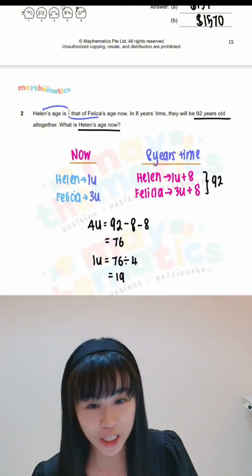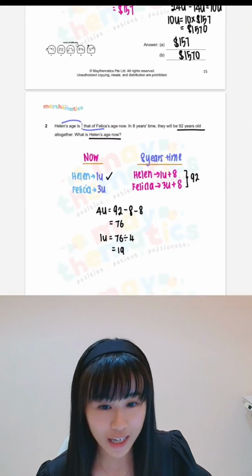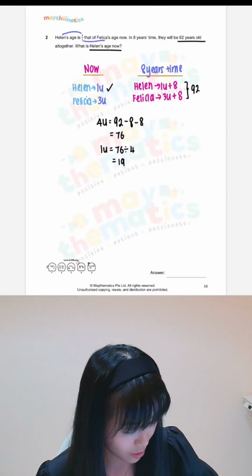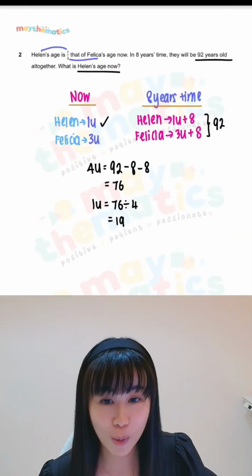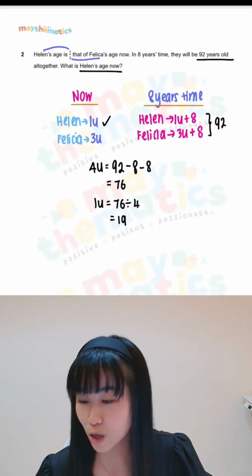Then you have found your answer. What is Helen's age now? Helen's age is 1 unit, so you have gotten your answer, which is 19. I already told you the common mistake, so just take note and don't make the common mistake. Then you're good for the exam for such questions.